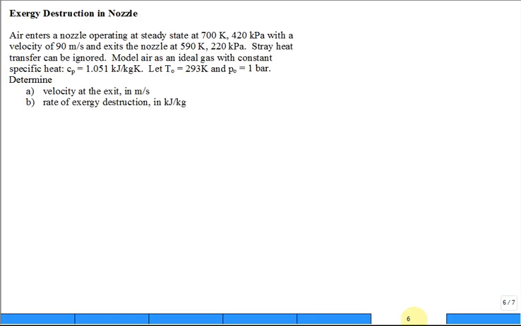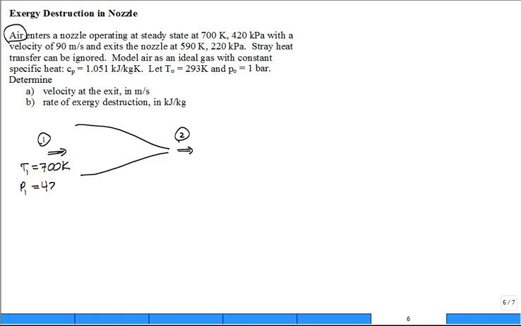Here's a problem. Let's solve this one. Air enters a nozzle. A little review of a nozzle: we have a larger cross-sectional area to a smaller cross-sectional area. It comes in at state 1, flowing in that direction. It goes out at state 2, flowing in that direction. It's just one directional for the flow. It's air. When you see air, what do you think of? Ideal gas. It comes in at a temperature T1 of 700 Kelvin and a pressure P1 of 420 kPa, with velocity V1 of 90 meters per second. The temperature at 2 is 590 Kelvin, and the pressure at 2 is 220 kilopascal.